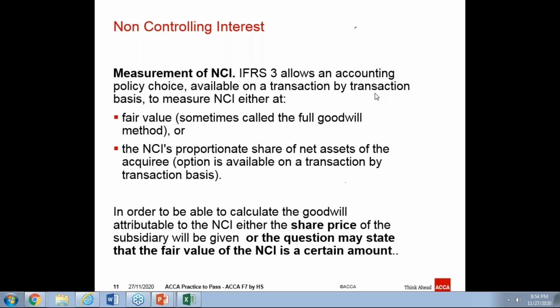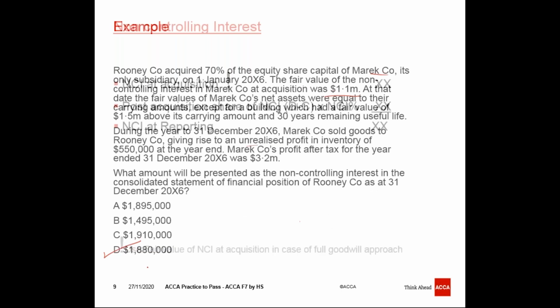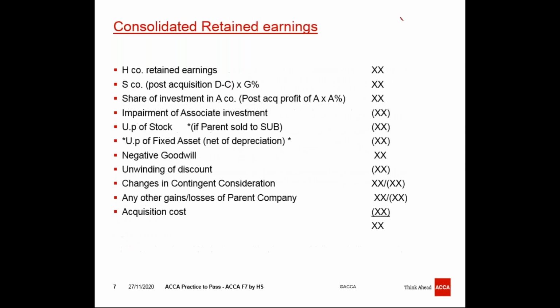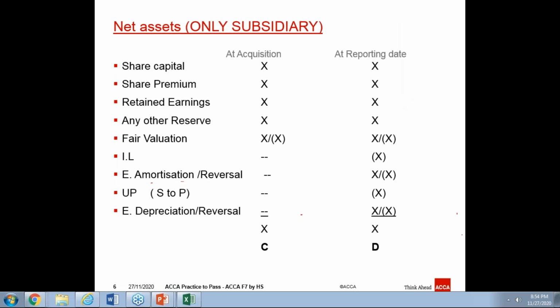What is D minus C? D minus C is actually the adjustment of retained earnings, net assets at the reporting date minus net assets at start. We are just giving the name of D minus C.